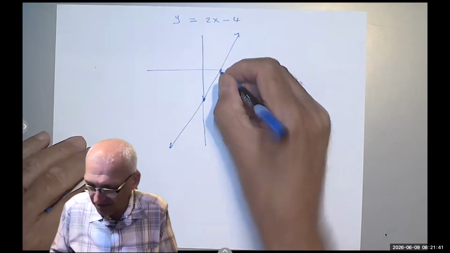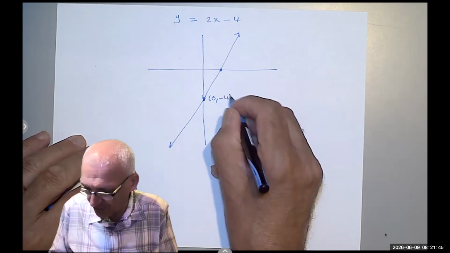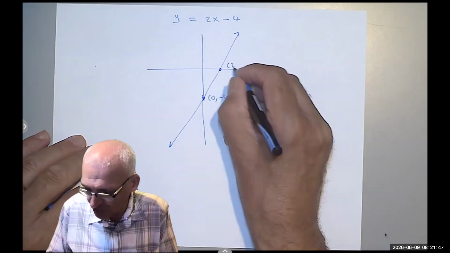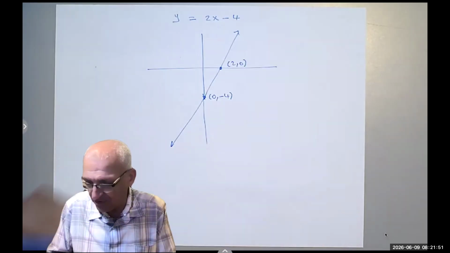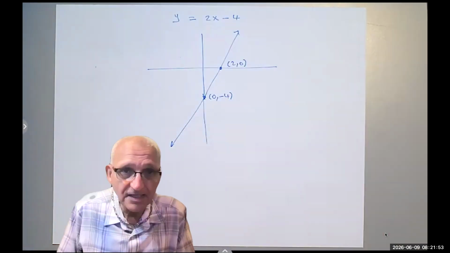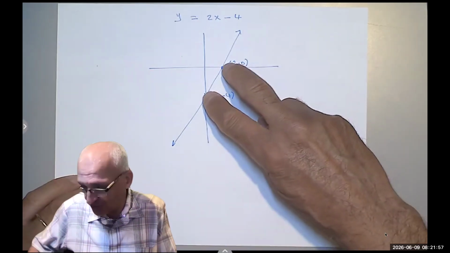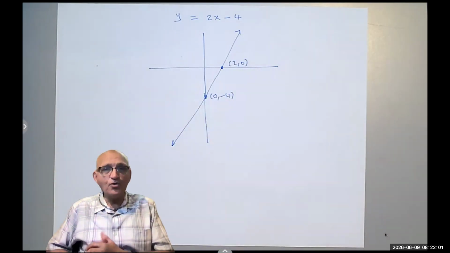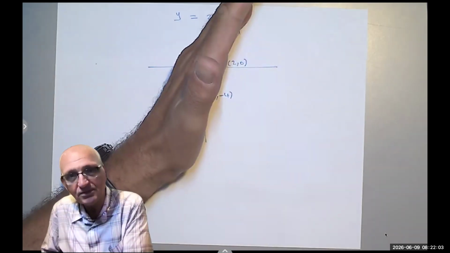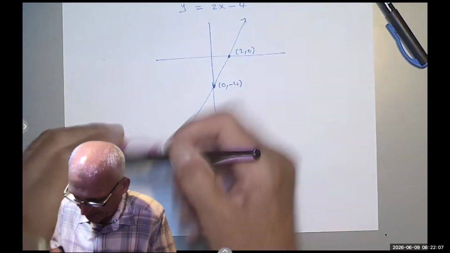And I can find these 2 points. This point is 0 and -4, and this point is 2 and 0, and you can check to see that they both fall on the line. So I can fully determine the line if you give me these 2 points, or if you give me 1 point and the slope. So what do we mean by slope?